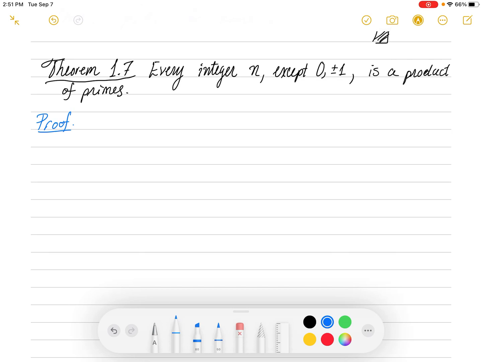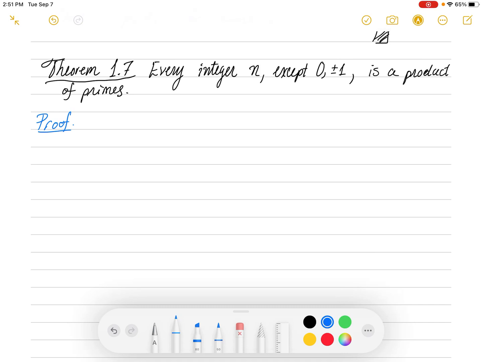So one of the most important results of dealing with prime numbers is something called the fundamental theorem of arithmetic. That's basically saying that you can take a number that's not 0, not plus or minus 1, and you can break it up into primes, which we call a product of primes.